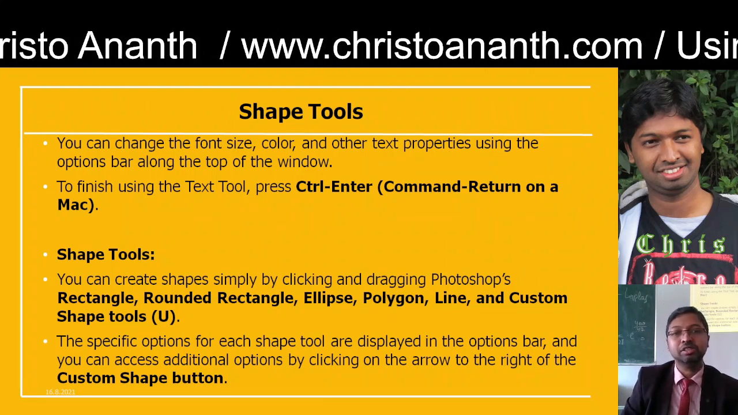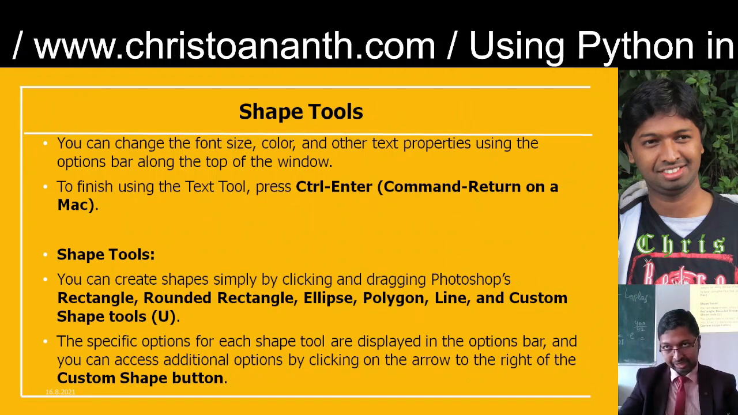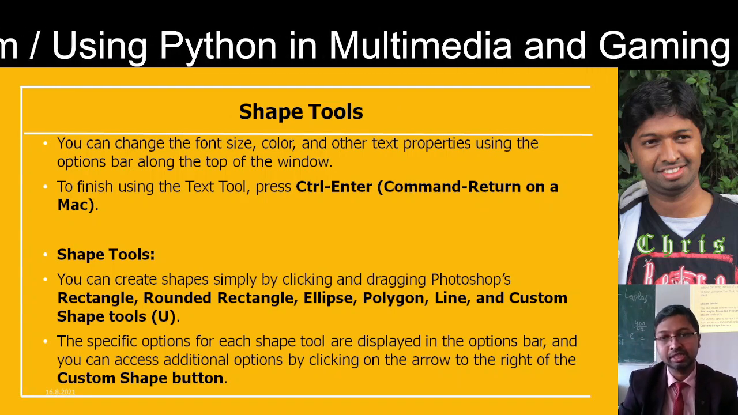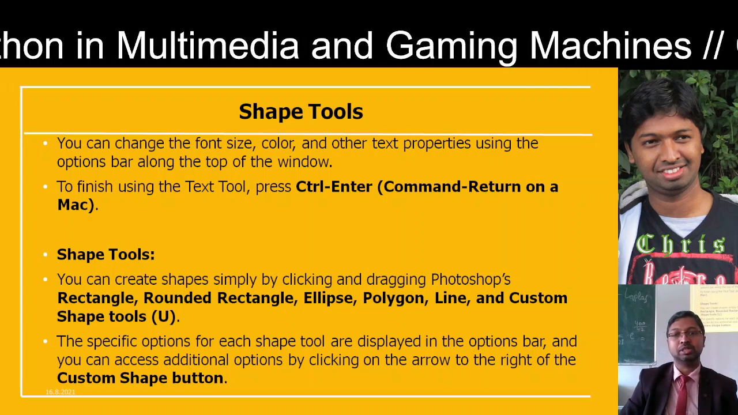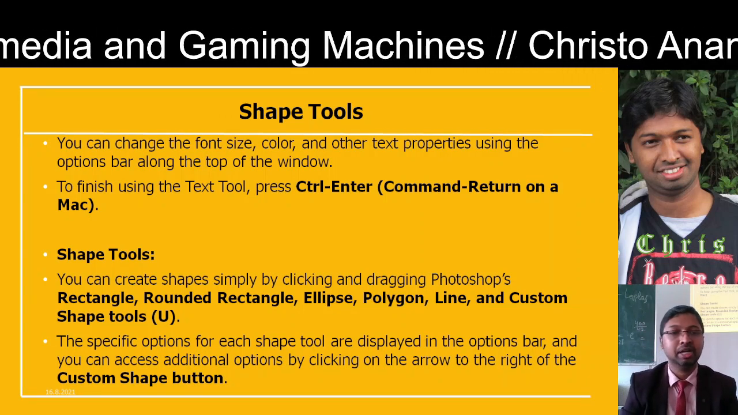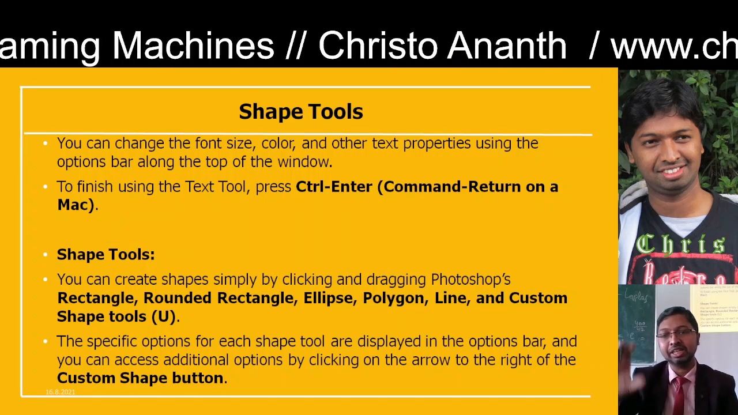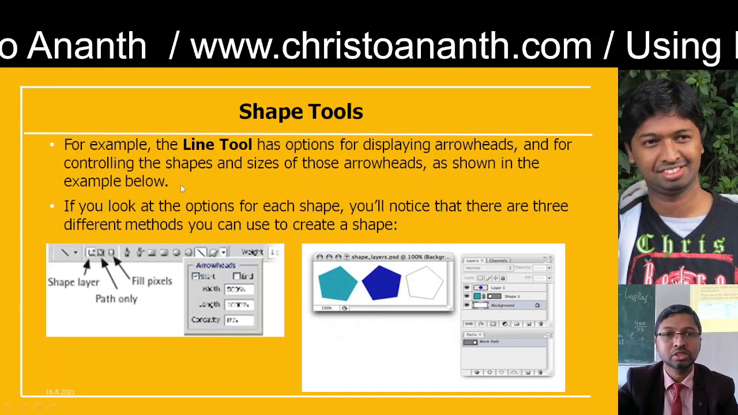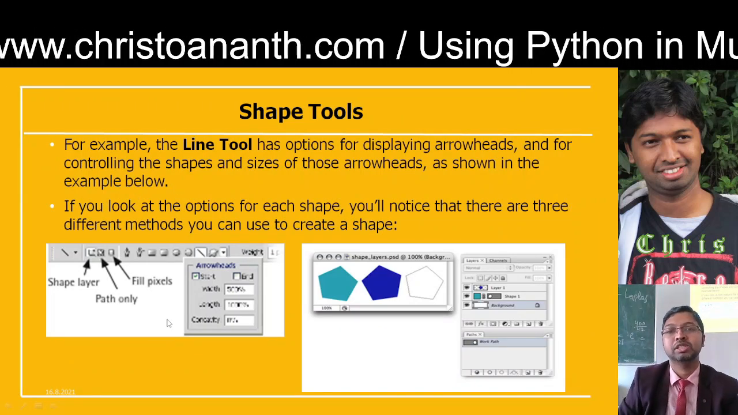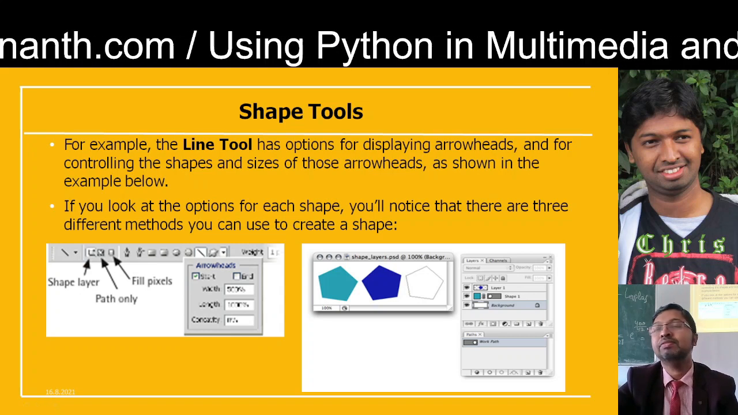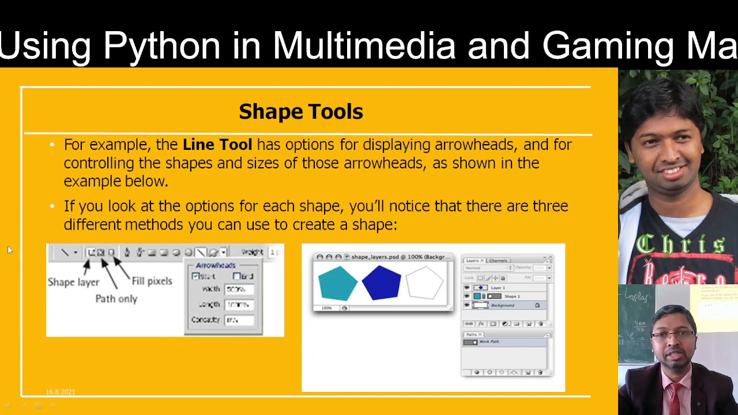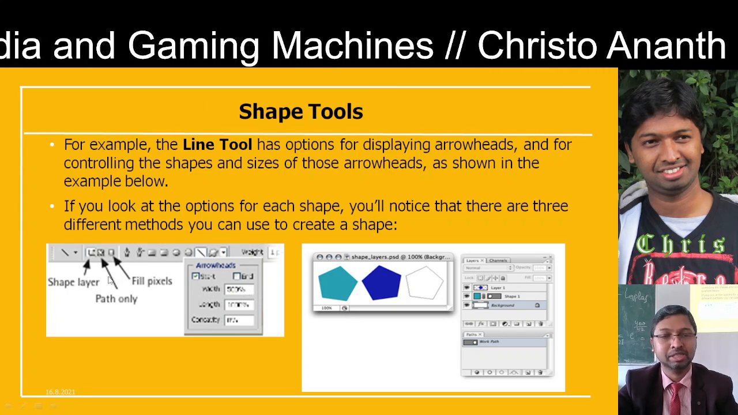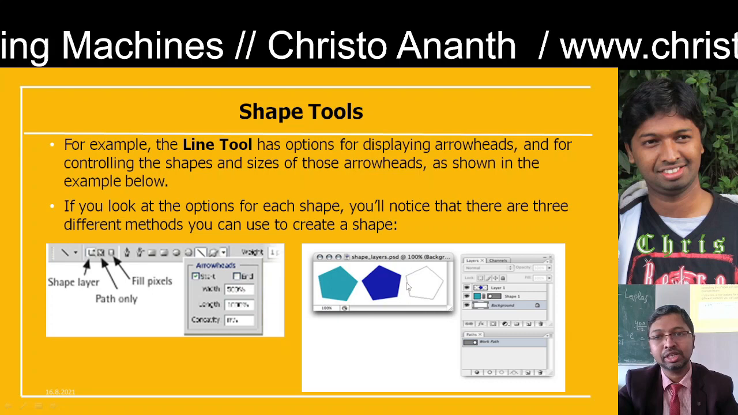Okay, so you can also have shape tools, like a rectangle, rounded rectangle, ellipse, polygon with 5 sides, line, and custom shape tools, which you can display in the option bar, and you can access the additional options by clicking on the arrow to the right of the custom shape button. Maybe you can use the line tool as well, which has options for displaying the arrowheads and for controlling the shapes and sizes of the arrowheads. If you look at these options, you will notice there are 3 methods that you can use for creating the shape.